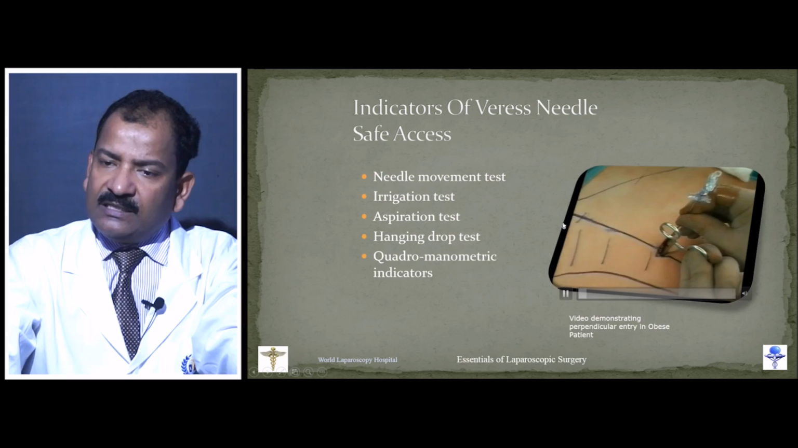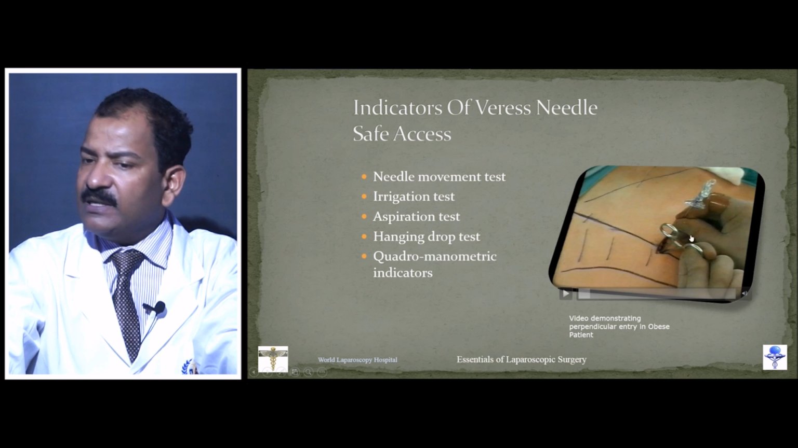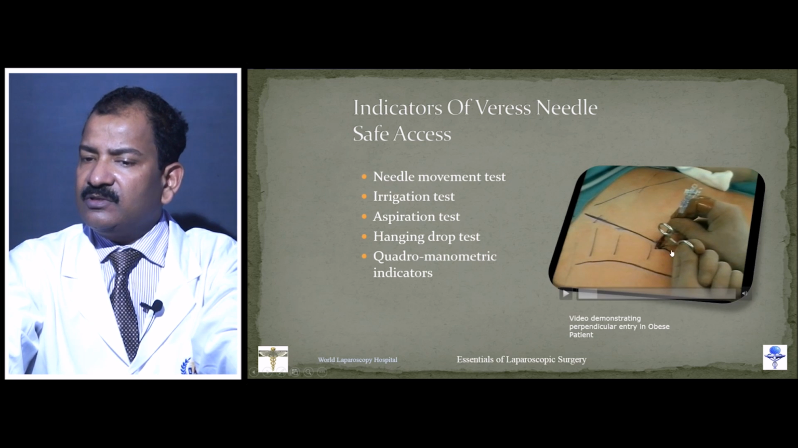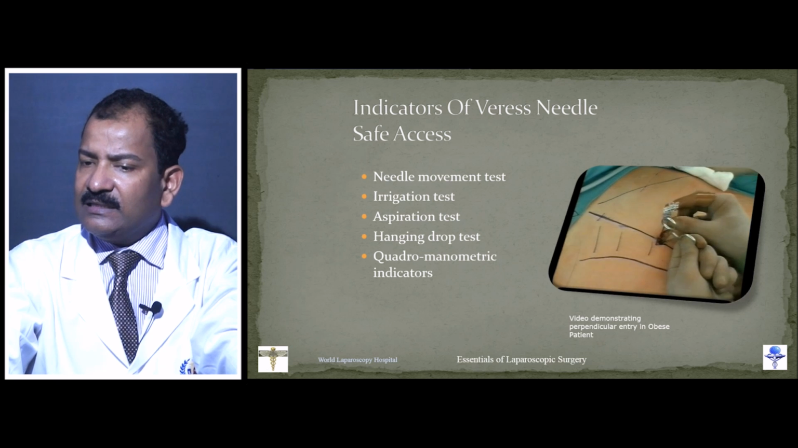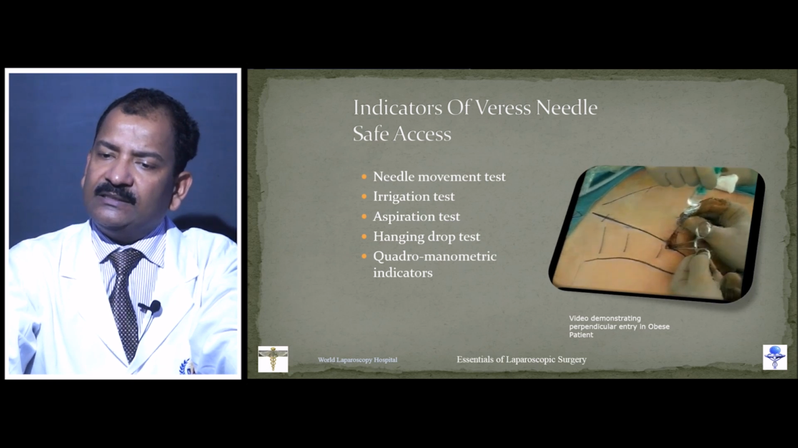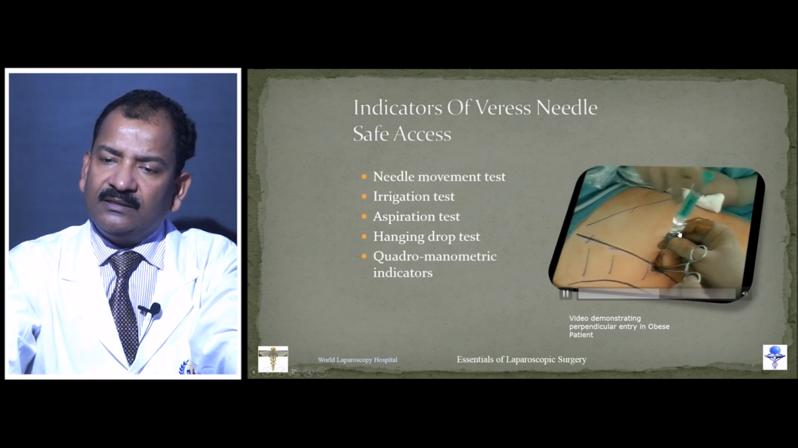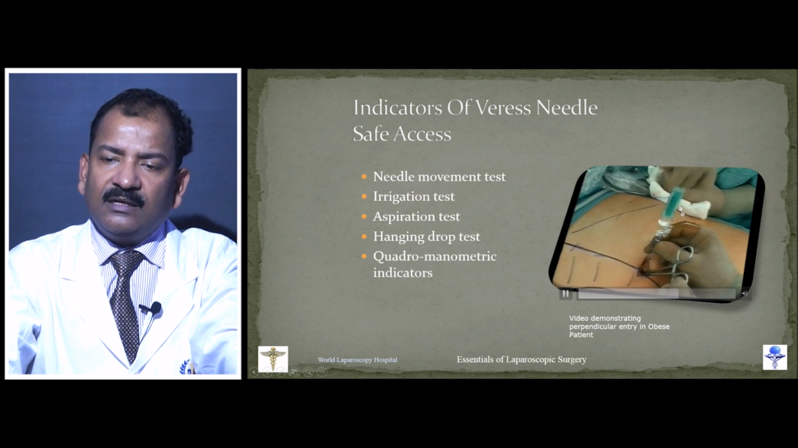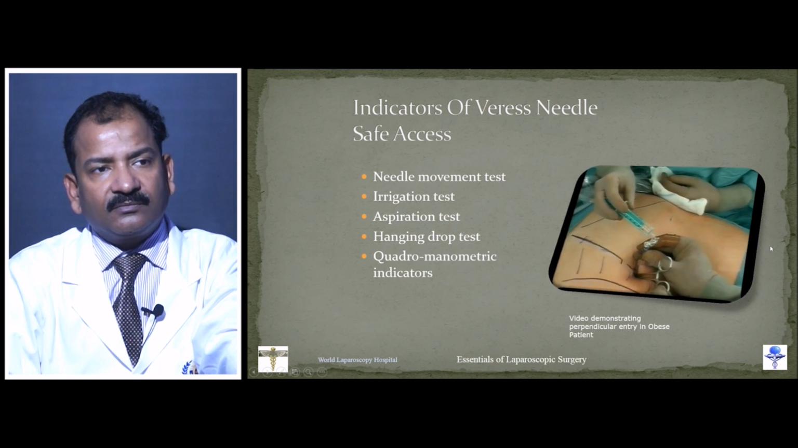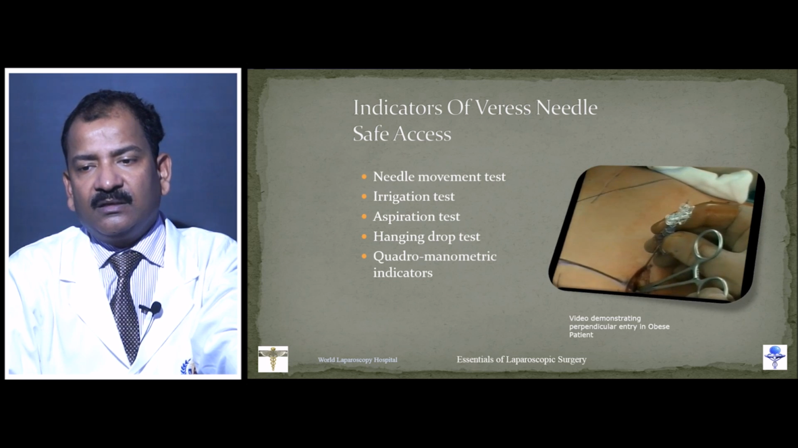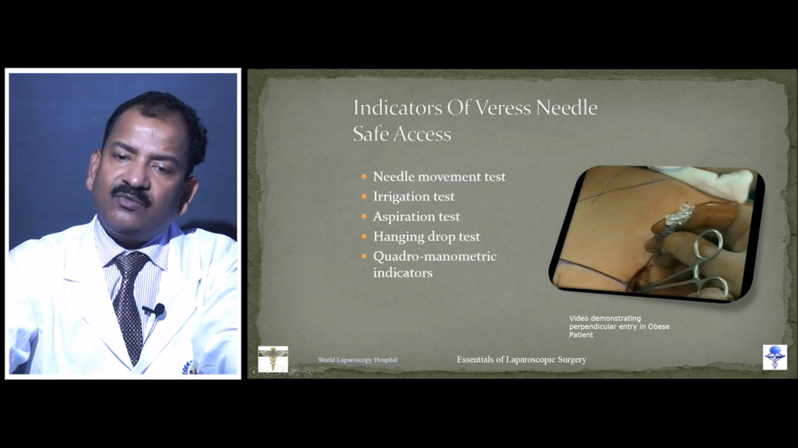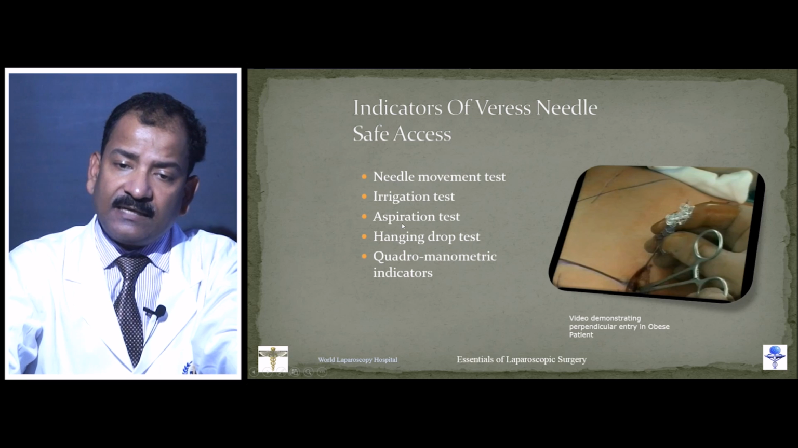Now, indicators. This is the obese patient and it is going perpendicular here. This is supraumbilical port, from the xiphisternum it is 20 centimeter below, and then you will get 1 click and second click, and then this is a syringe. You will do irrigation, then suction, and then hanging drop. And it is sucked in. So, this is called as quadromanometric indicator at the end.